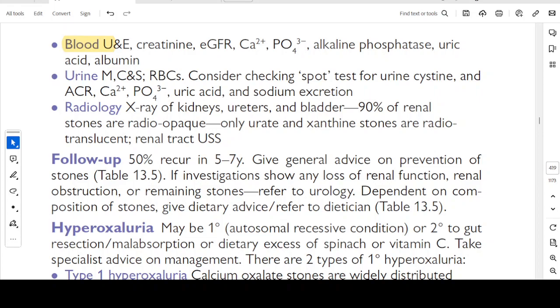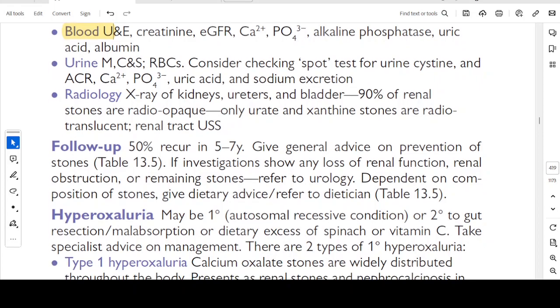Radiology: X-ray of the kidneys, ureters and bladder. 90% of renal stones are radio-opaque. Only urate and xanthine stones are radiolucent. Renal tract ultrasound will be required.